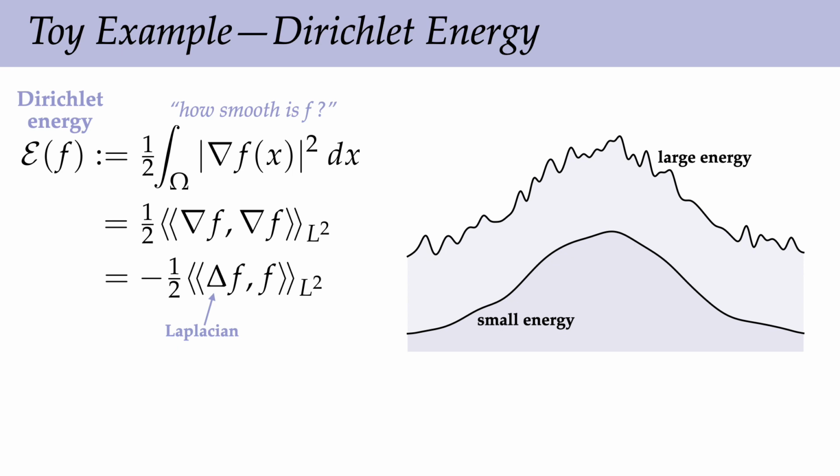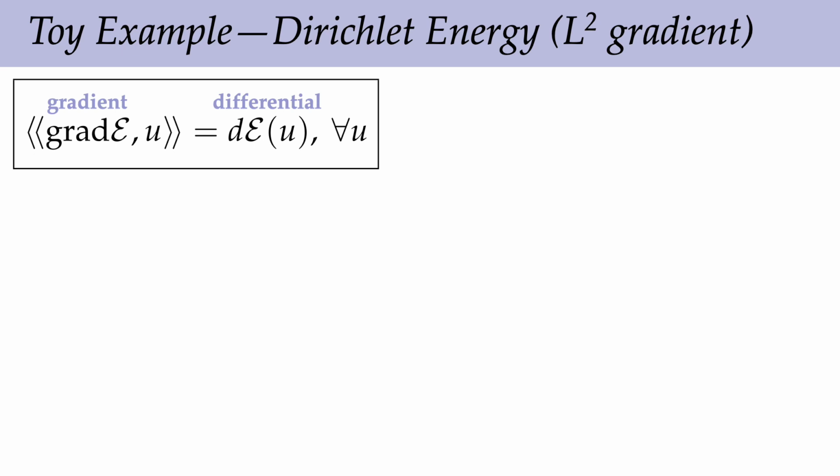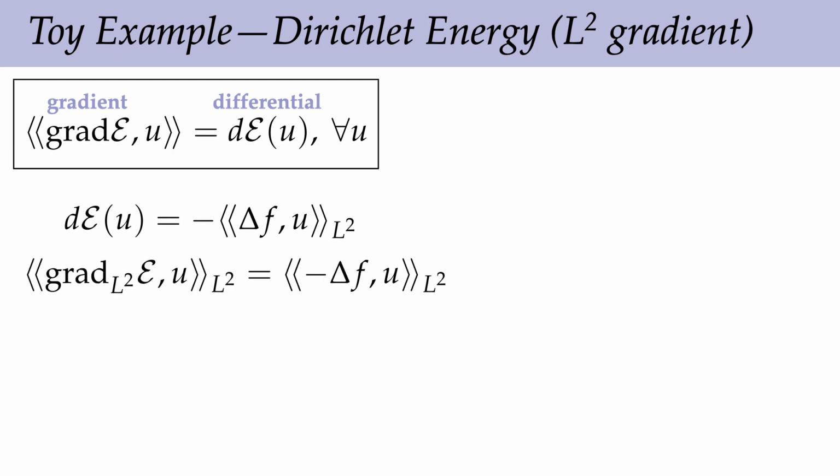From here, it becomes easy to take the derivative with respect to f, telling us that the differential in the direction u is just minus the L2 inner product of Laplace f with the given direction u. Okay, so how about the energy gradient? Well, remember we said the inner product of the gradient with any function u should equal the differential in the direction u. And this time around, let's just use the standard L2 inner product. So for Dirichlet energy, we said the differential dE is minus the Laplacian of f, L2 inner product with u. And so we want to solve the equation L2 inner product of grad E with u equals L2 inner product of Laplace f with u, which must mean that the L2 gradient is just minus the Laplacian of f.